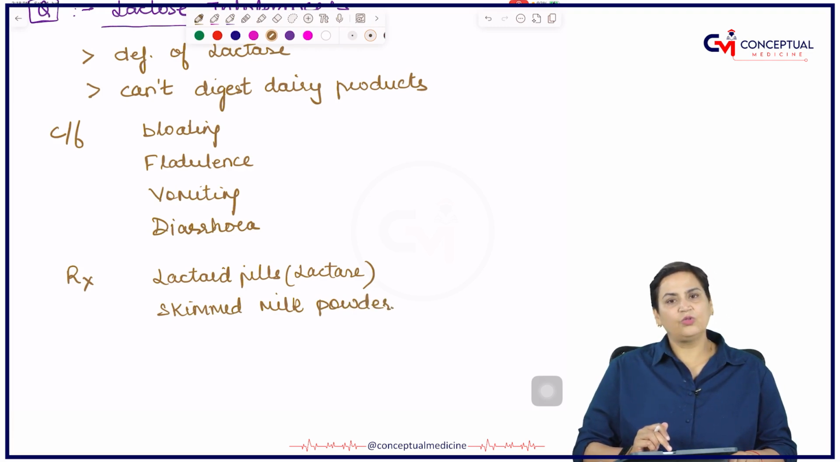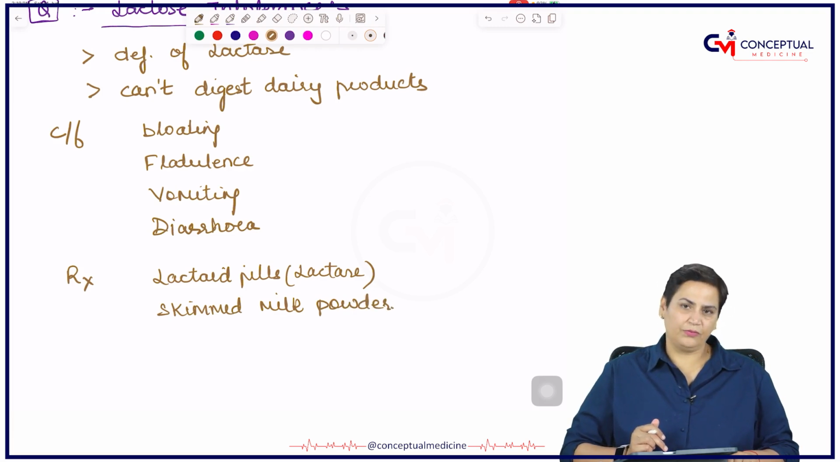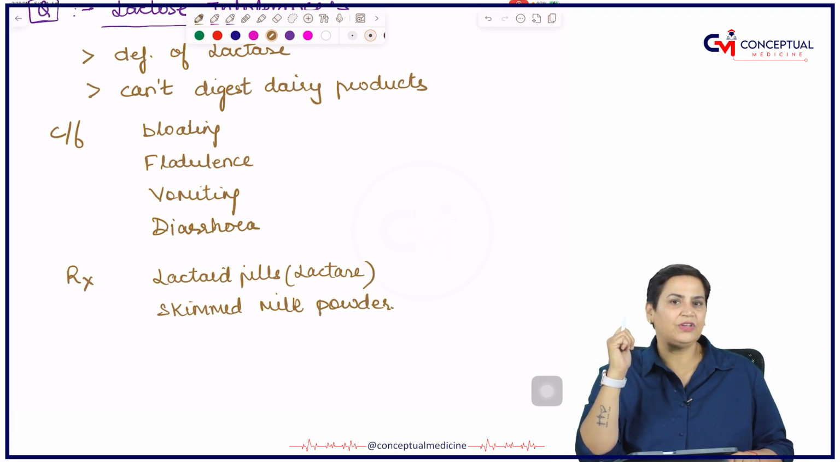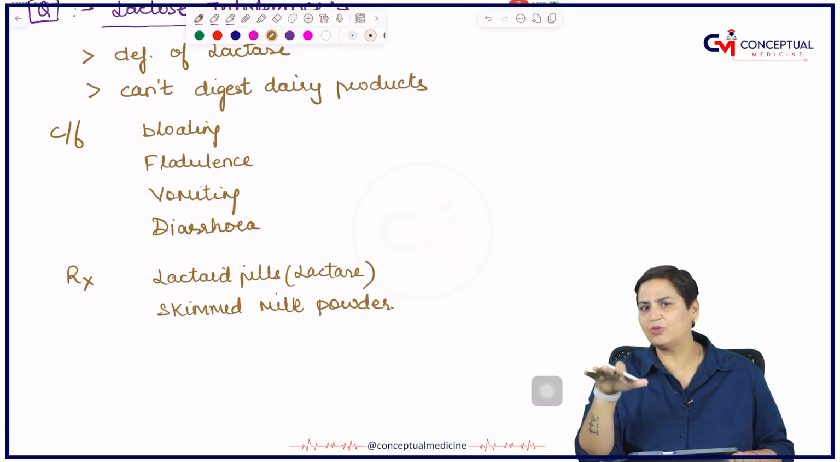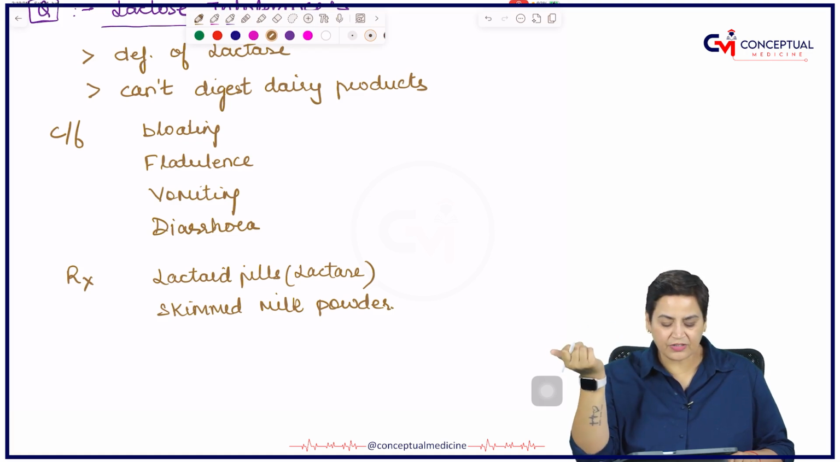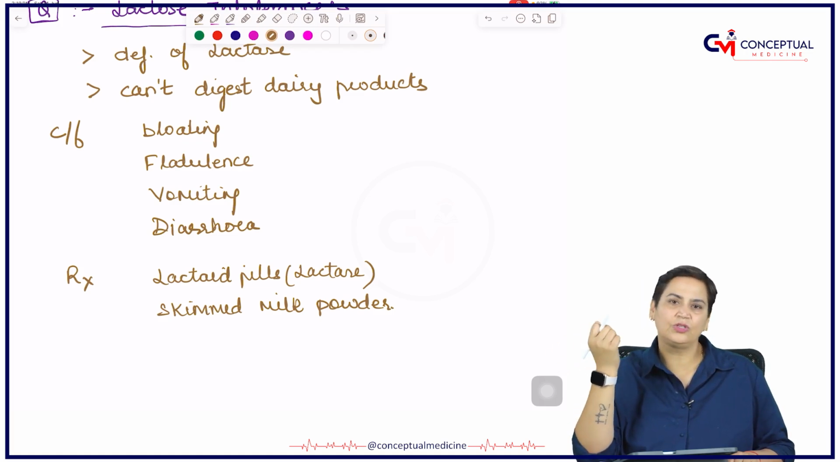So, these are the two very important properties which you have to remember about disaccharides. One is the difference between reducing sugars and non-reducing sugars. Just now I told you, and anyway you just have to learn it by heart, that all sugars are reducing except sucrose and trehalose. And the second important thing is lactose intolerance, absence or deficiency of lactase enzyme. So the person will be unable to digest dairy products.